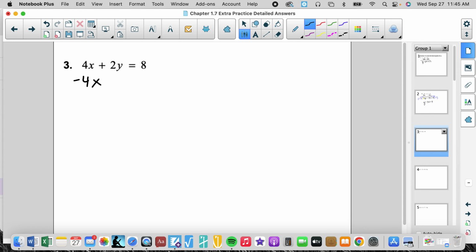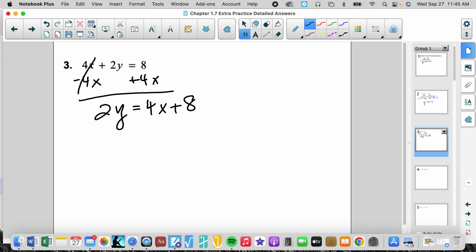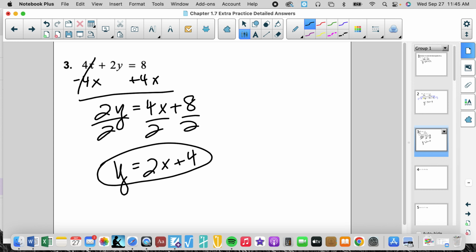We're getting y by itself. Let's get rid of the things being added and subtracted to y first. We're going to cancel out that 4x. We get 2y equals 4x plus 8. Now we're going to divide by 2, and we have to divide everything by 2. And I don't mind. You can divide. You can multiply by 1/2. It's probably going to be easier.